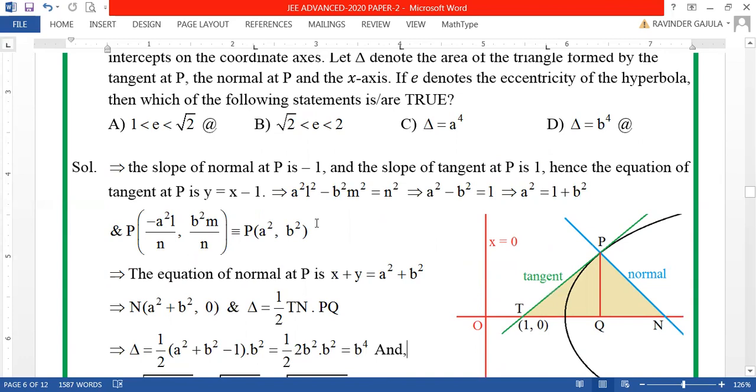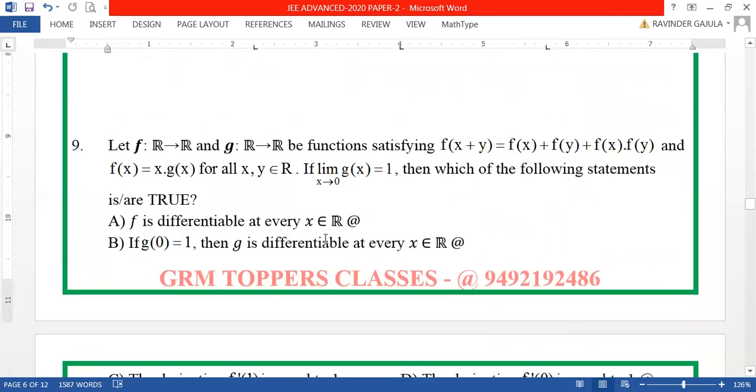Dear friends, hope everybody has understood the solution. Now let us go to the next question of this section, that is the 9th one.